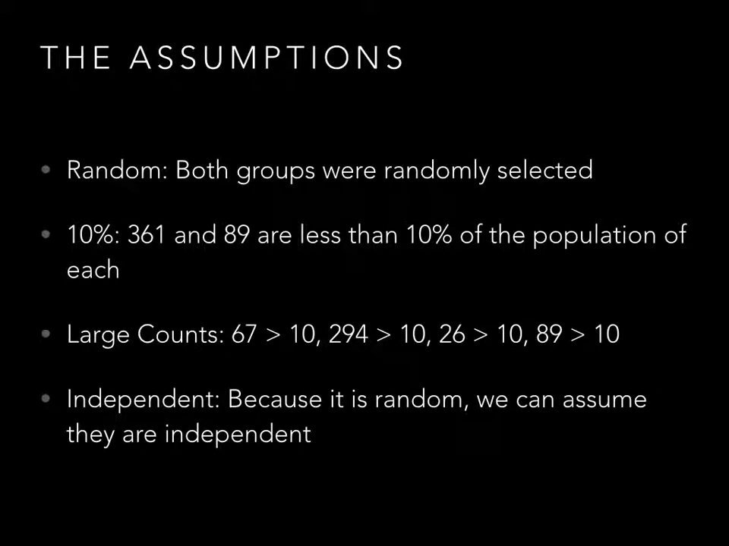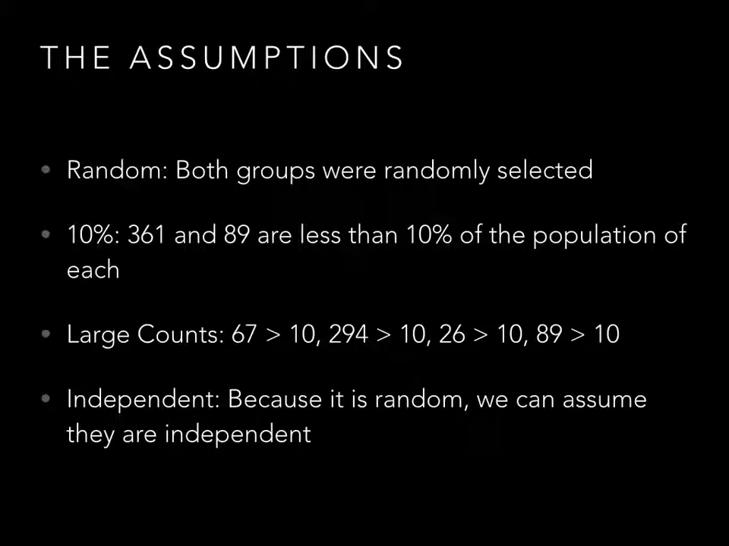So our assumptions. Again, try this on your own. Use the assumptions from the last example to check this. So, is it random? Yes, both are randomly selected. 10%: 361 and 89 are less than 10% of the population of people who have cardiac disease and are depressed, and who have cardiac disease and are not depressed. Large counts: 67 is greater than 10, 284 is greater than 10, 26 is greater than 10, 89 is greater than 10. So those three check out. And independent: because they are randomly selected, we can assume they are independent.